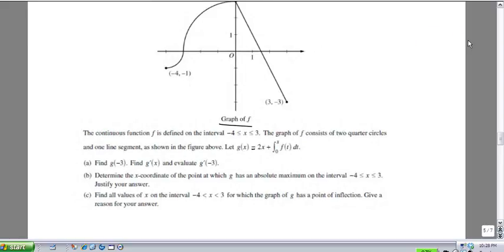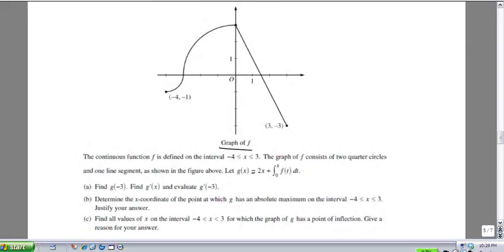I spot the quarter circles. One of the quarter circles is that red thing. It looks like it's a quarter circle with radius 3. And then the other quarter circle is this one. It's a quarter circle with radius 1 because of that number. Okay, 2 quarter circles, and one line segment is shown in the figure.